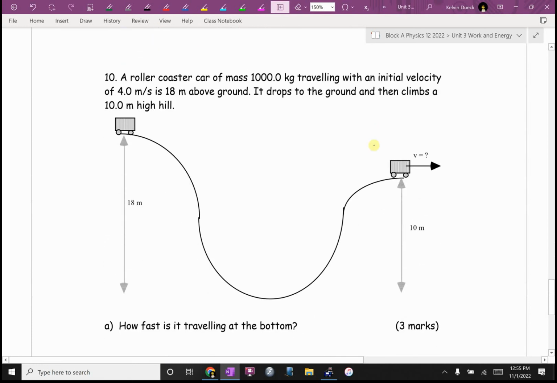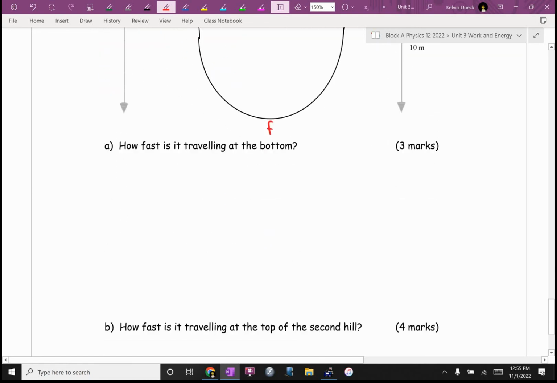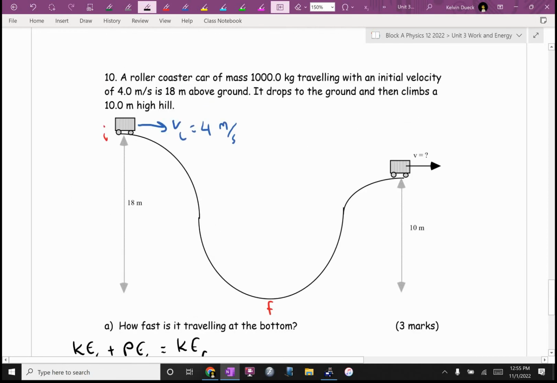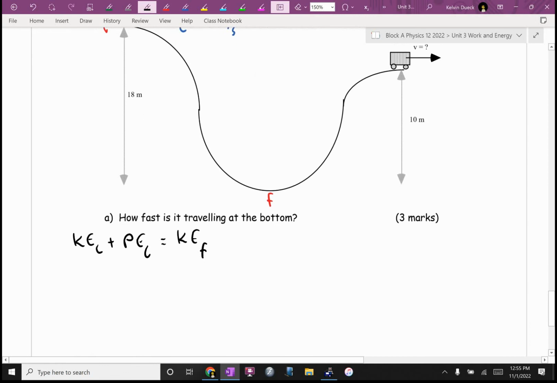Ooh, roller coaster. Initial velocity is 4. I'll draw that in so I don't forget. All right. Part A says, how fast is it traveling at the bottom? So I guess our initial is here and our final is here. This is definitely going to be conservation of energy. So it's going to be KE initial plus PE initial equals KE final. Why didn't I bother writing PE final? I think it's 0 and I'm going to be a little bit lazy.